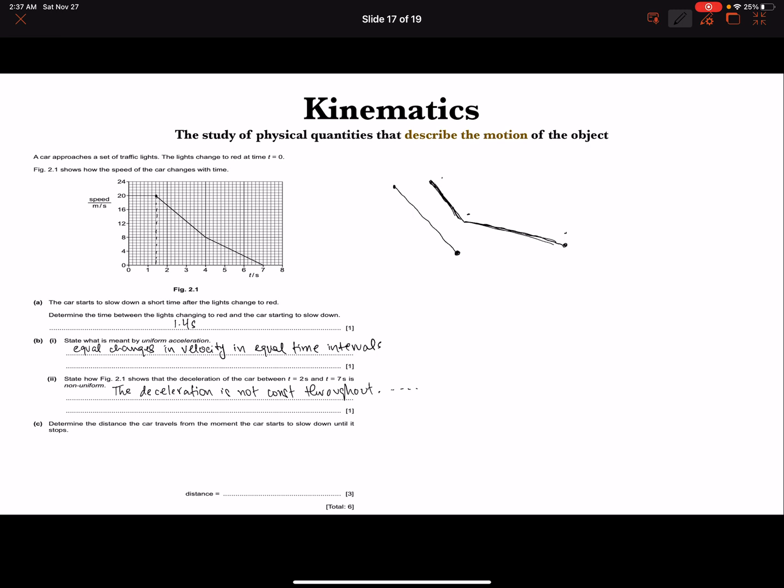All right, and determine the distance the car travels from the moment the car starts to slow down until it stops. Well, this is something that I haven't mentioned yet. So remember that v equals d by t. Well, then distance is just v times t, right? So distance is the product of velocity and time. So what we're going to do is that the distance traveled in a speed-time graph can be found out by measuring the area under the curve.